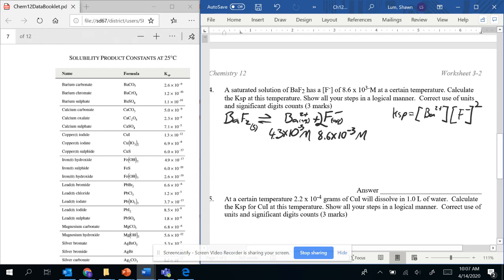Okay, now we don't know what Ksp is, but we do know what all these numbers are right here. So we can just plug these numbers into here. So Ba is 4.3 times 10 to the minus 3.